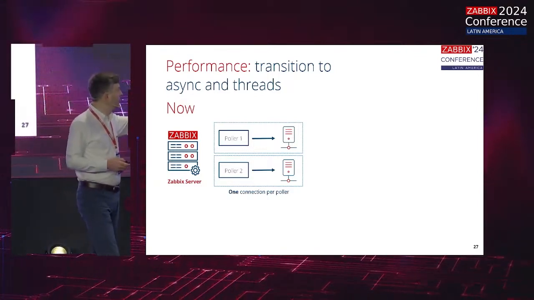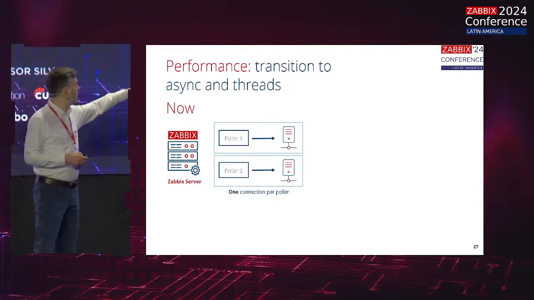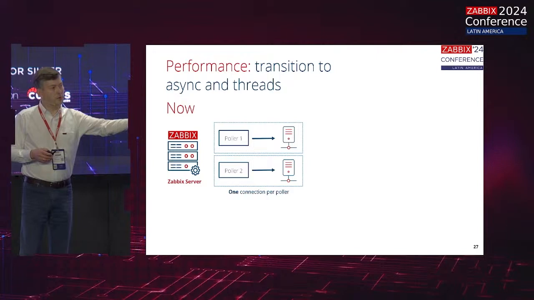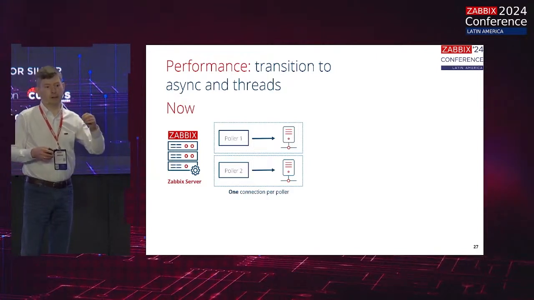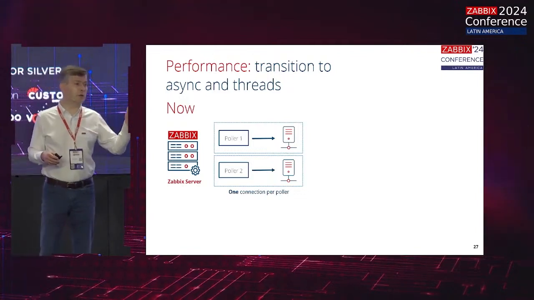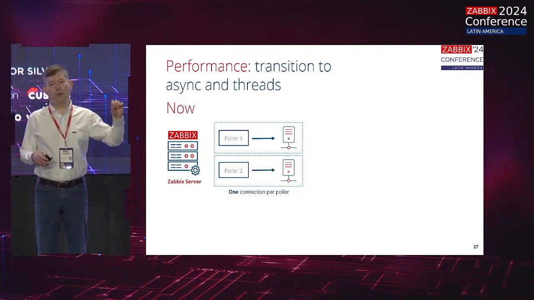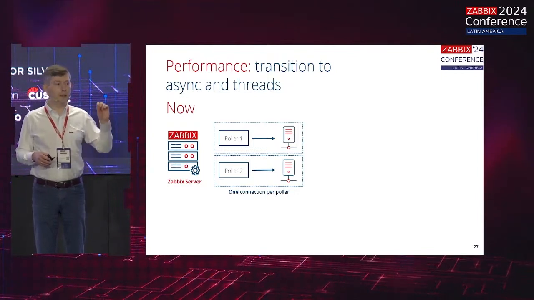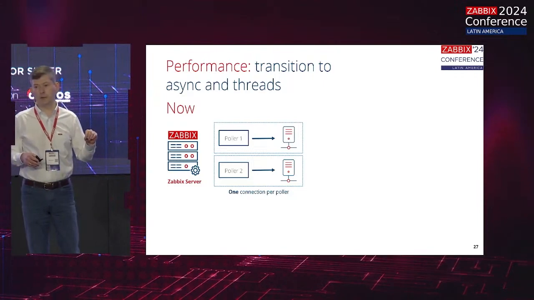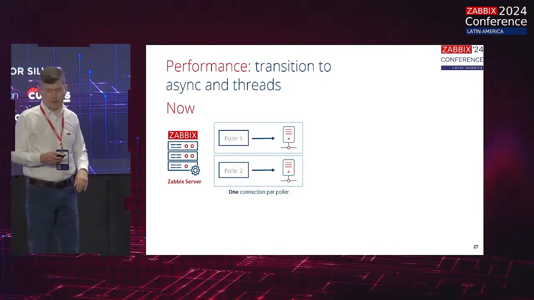So for example, right now, if you want to execute two connections, or you want to get two values in parallel, you must have two pollers. Remember this parameter, StartPollers, in the Zabbix configuration file. Two pollers, for example, means that I can collect two values simultaneously. No more than two values simultaneously. So this is a kind of hard limit, because this will be one process and this will be another process.